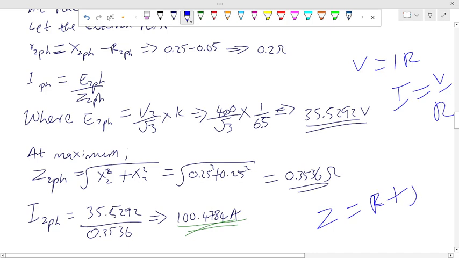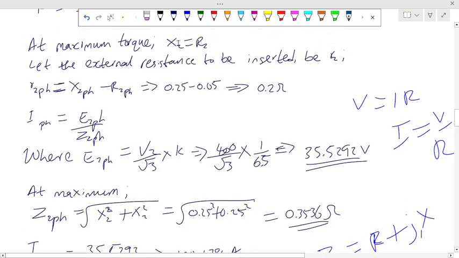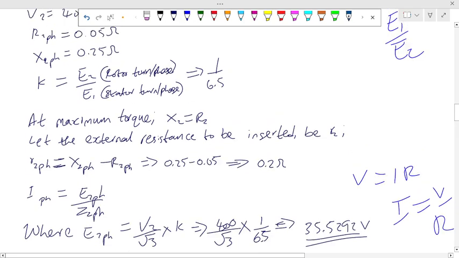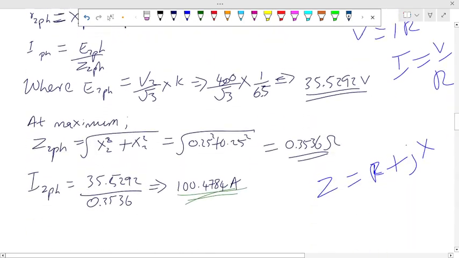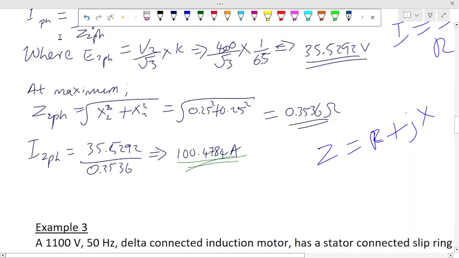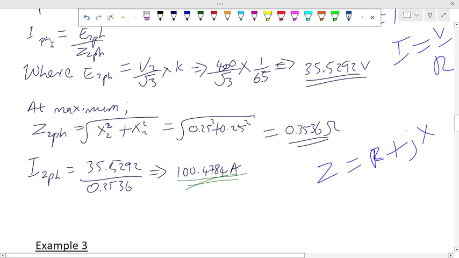Okay, and then jX. So this is impedance. Of course, we use X2 here because we said at maximum X2 equals R2. So all we did here, since we are looking for this current, is look for the value of this and substitute it in here. Look for the value of this, which we did, and substitute it in here. And that's how we got this.